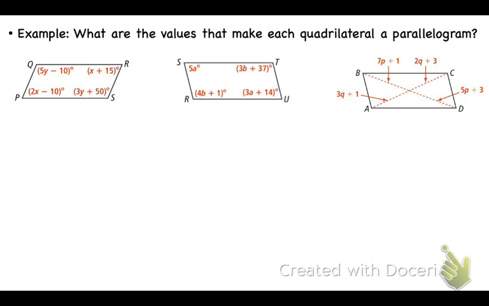They have the same variable, but what do I know about just Q and S in general? They should be congruent if this is a parallelogram, correct? So couldn't I just set those equal to each other? So I can have 5y minus 10 equals what? 3y plus 50. Okay. And then I have 2x minus 10 equals what? x plus 15. So you solve those both.